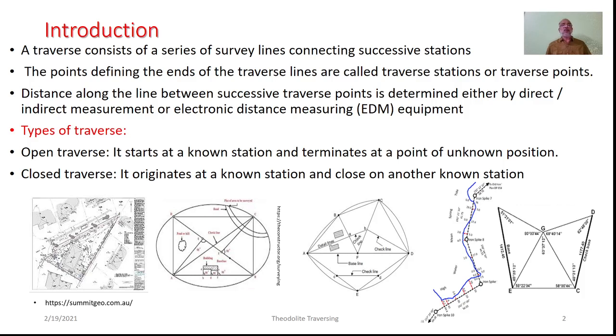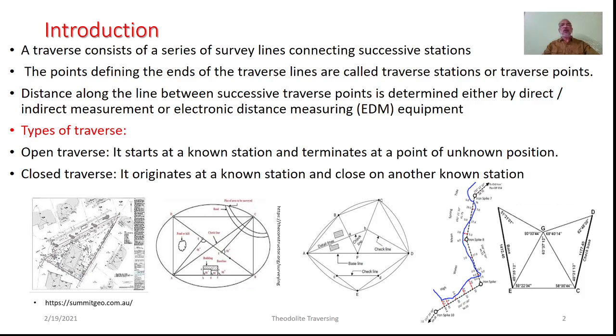Already we have discussed the traverse. As you know, a traverse consists of a series of several lines connecting successive stations. The points defining the ends of the traverse lines are called traverse stations or traverse points. The distance along the line between successive traverse points is determined either by direct or indirect measurement, or the distance could also be measured by electronic distance measuring equipment.